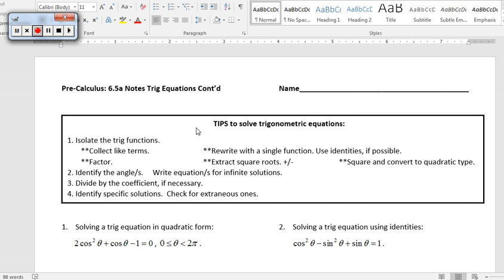Hello everybody. We are going to finish off our unit on trig and continuing on with our trig equations. So we're just going to go through a couple of different ways that we can get to the correct answer.